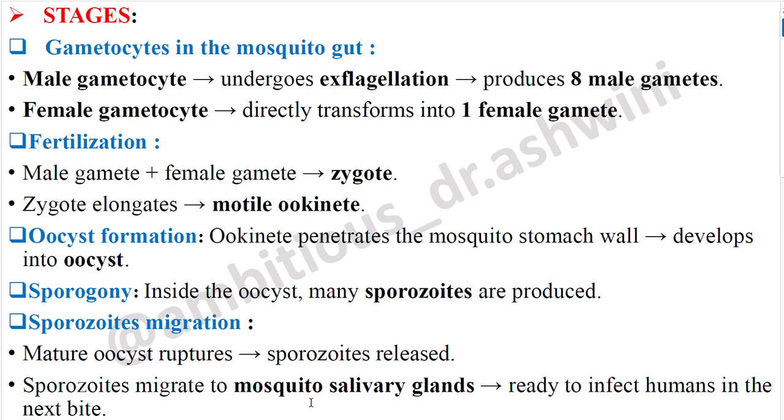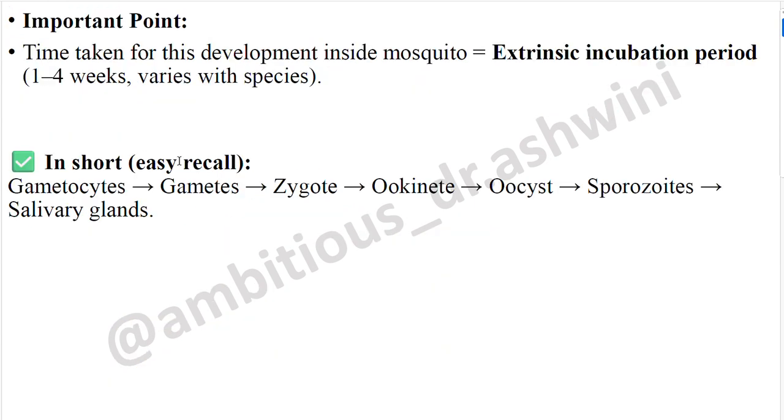The important point is that the time taken for this development inside the mosquito is the extrinsic incubation period, which is 1 to 4 weeks and varies with species. In short, gametocytes form the gametes, which unite to form the zygote; fertilization happens and the zygote is formed, then the ookinete, then the oocyst, and sporozoites are released into the salivary gland.